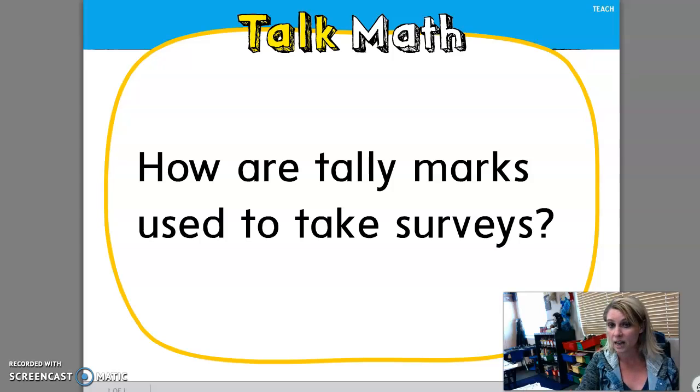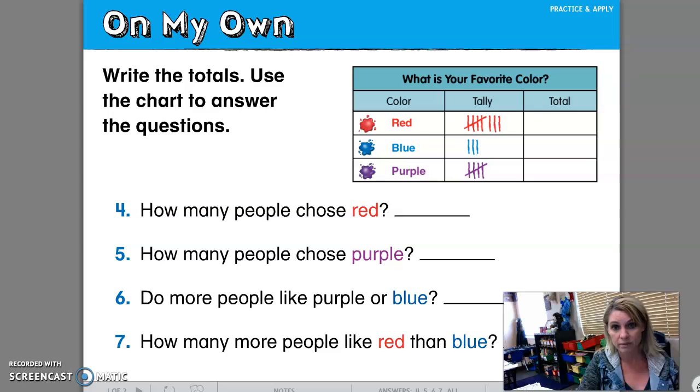So how do we use tally marks to take surveys? We use them as a symbol for a number. So if I have 3 people, I can mark 3 tally marks. Let's take a look at this chart together. It wants us to write our totals and then answer the questions.